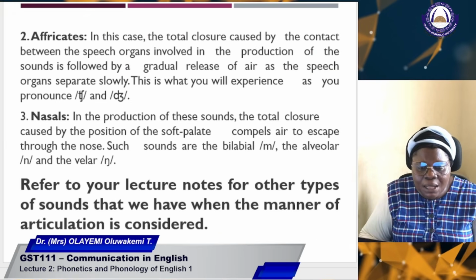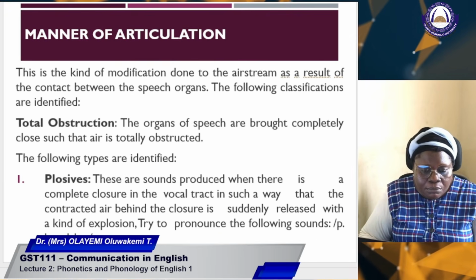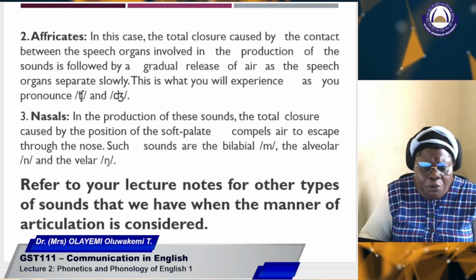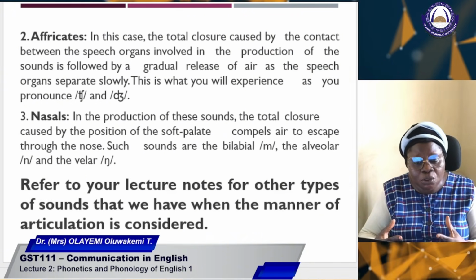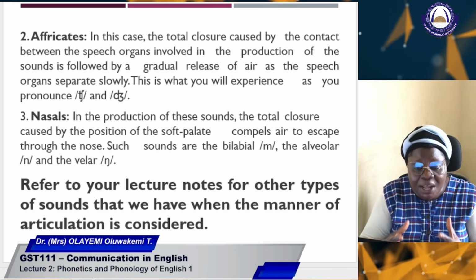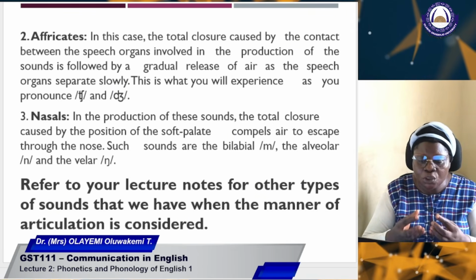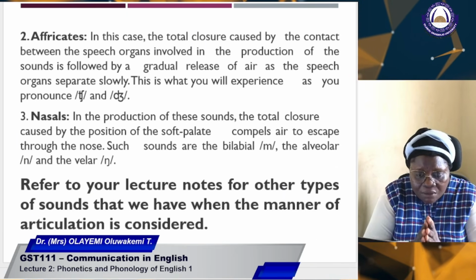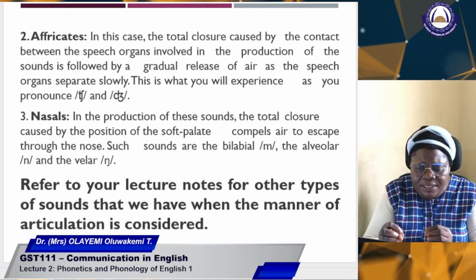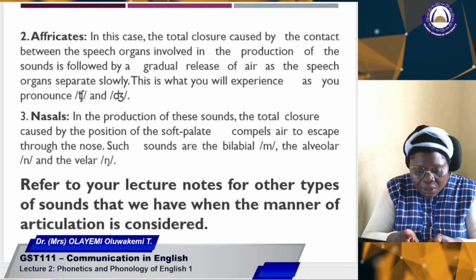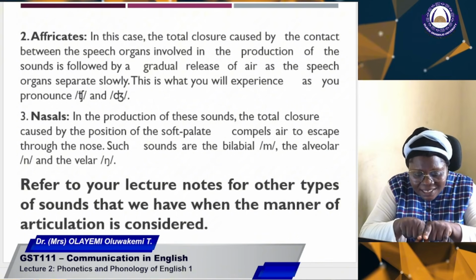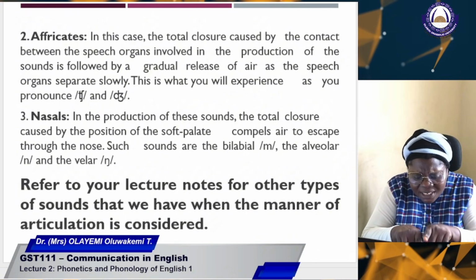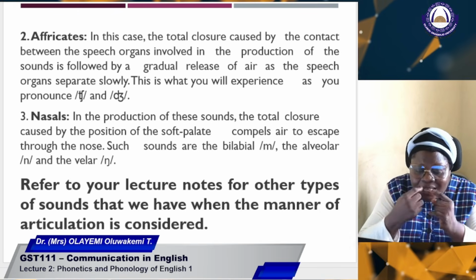Then we have the second type of sounds under total obstruction. We talked about the plosive sounds. Now we have affricates. In this case, the total closure caused by the contact between the speech organs involved in the production of the sound is followed by a gradual release of air. This time there is complete closure and then there is a gradual release as the speech organs separate.